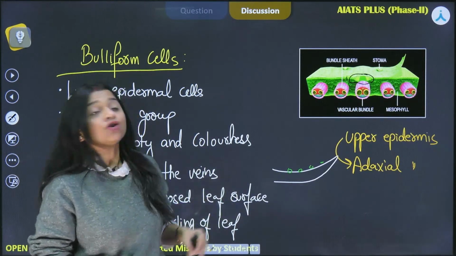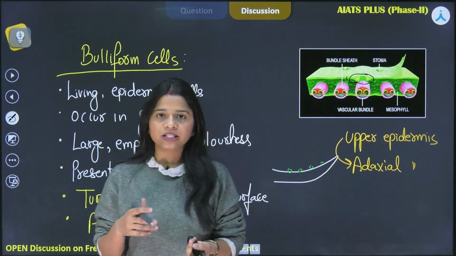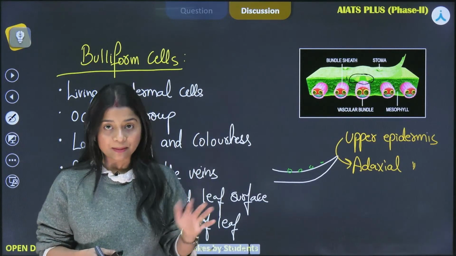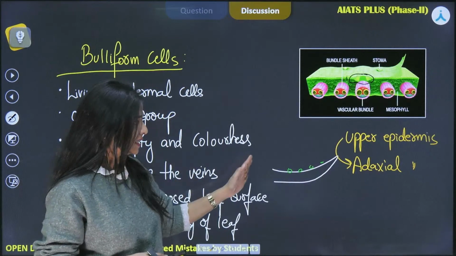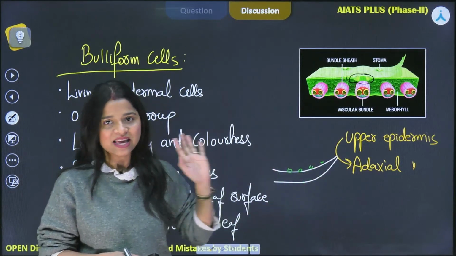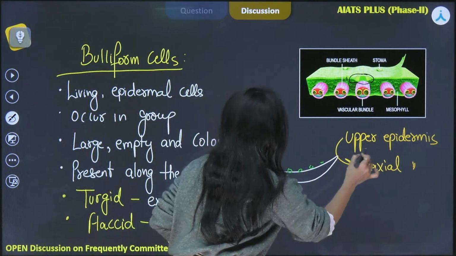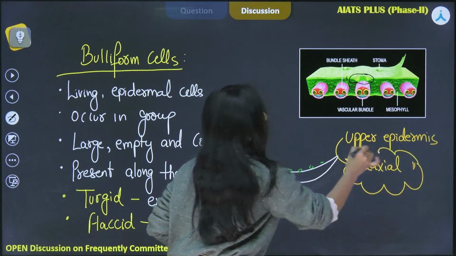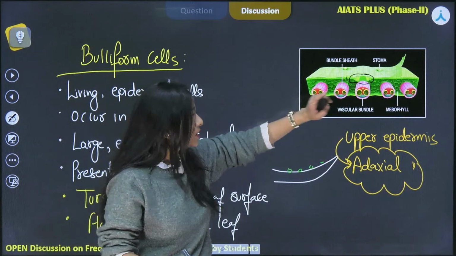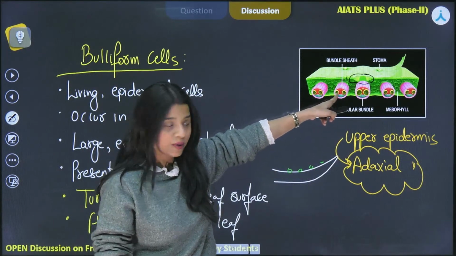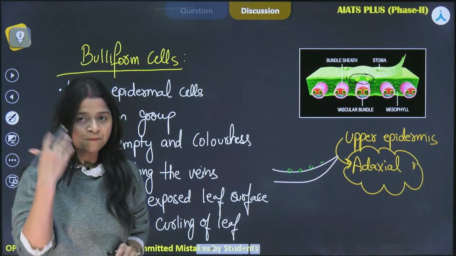In case of monocots, there is no such differentiation, right? Both the surfaces appear the same, but you can keep the terminology in mind to remember adaxial and abaxial. So this is the adaxial epidermis where bulliform cells are present. That means the upper epidermis. That is also clear in this representation. Bulliform cells are present towards the upper side.